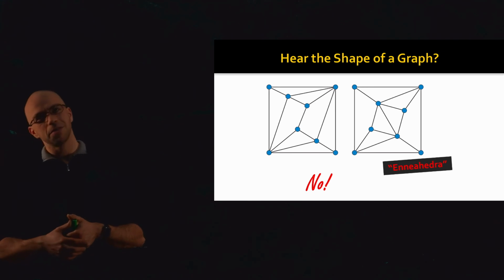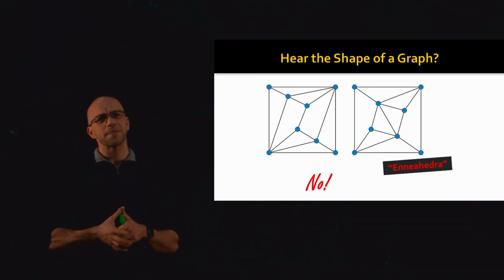In other words, if I give you the eigenvalues of a graph Laplacian, can you reconstruct its topology or its connectivity? And sadly, the answer is still no. So for example, these are two isospectral graphs.